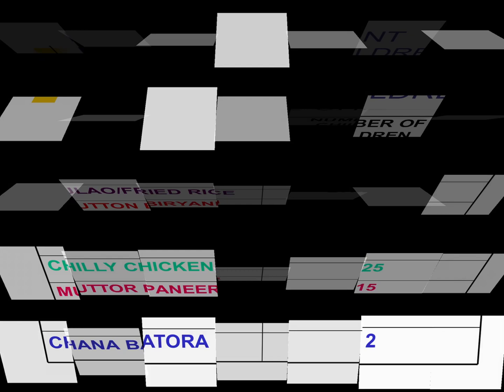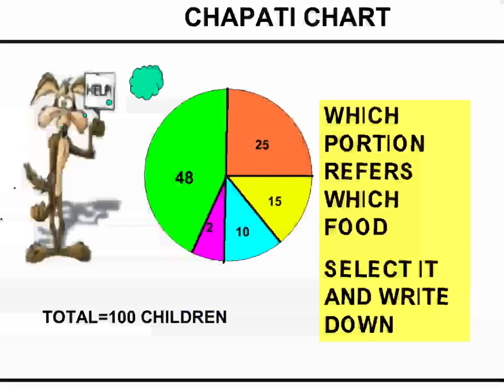Now children, on the basis of the figure, which is on the basis of the chart given by the children, the foods liked by them, I have made here the chapati chart, or Minnie has made here the chapati chart. Now children, you see which portion refers to which food. Select it and write down. Now here you children, you find out there are total how many children? You have to first count how many children are here.